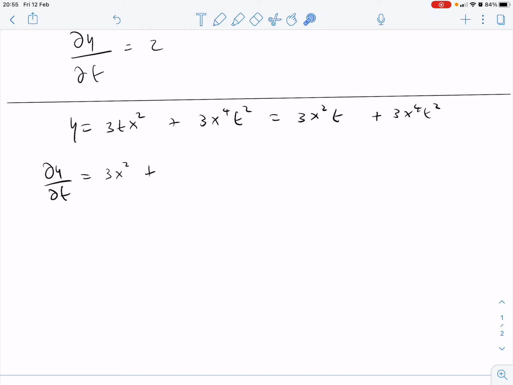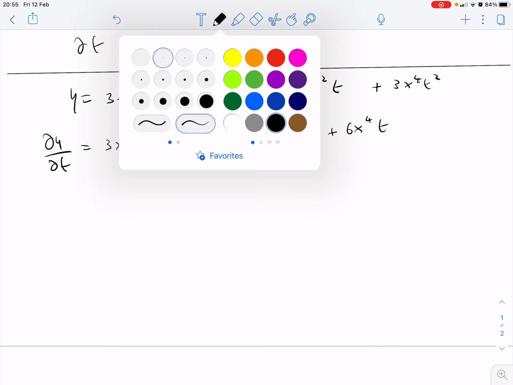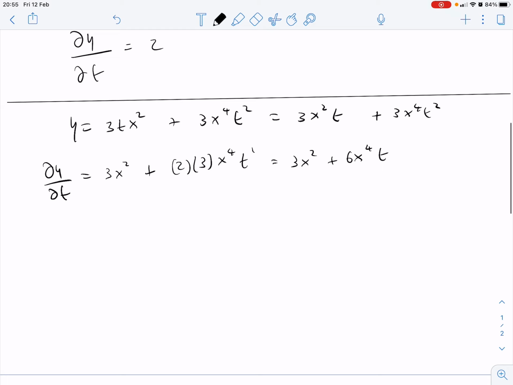So we bring the 2 in front, just as we do with regular derivatives. 3x to the 4 is a constant. We take a power off the t, and that just leaves us with t to the 1. I'm sure everyone can see that we get this result here. That's all that is. So now let's do it for x. Let's partially differentiate with respect to x.